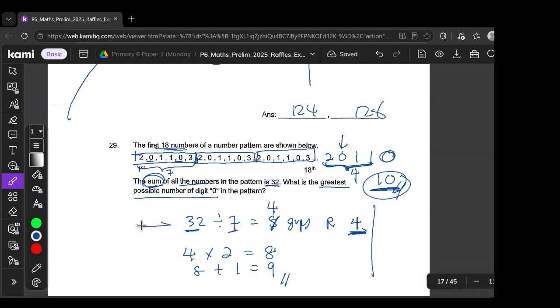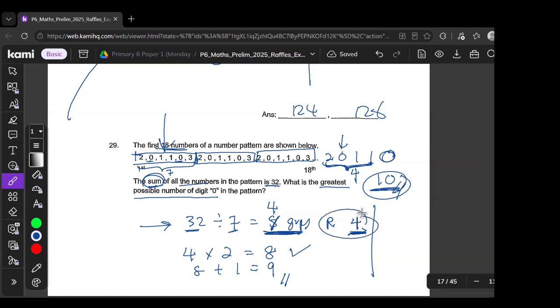Okay, what's your first step? Can you tell me your first step? It's the same, right? Then you get 4 groups, right? 4 groups means you have 4 groups of this. And one group got how many zeros? One group got 2 zeros, right? If I have 4 groups, then that'll be 4 times 2. I got 8 zeros. And then there's a remainder.